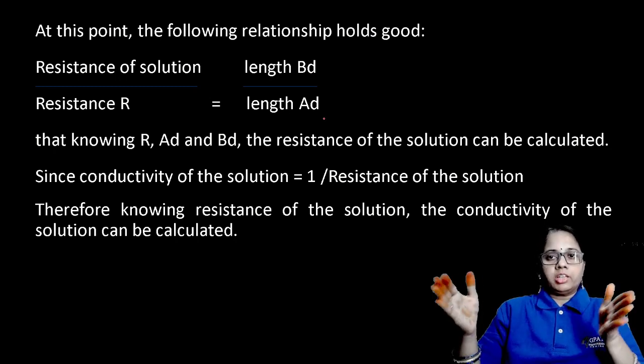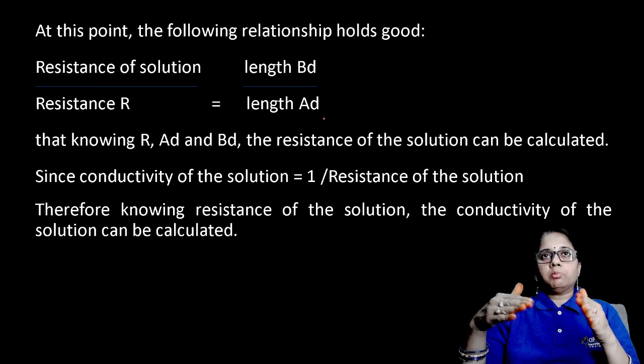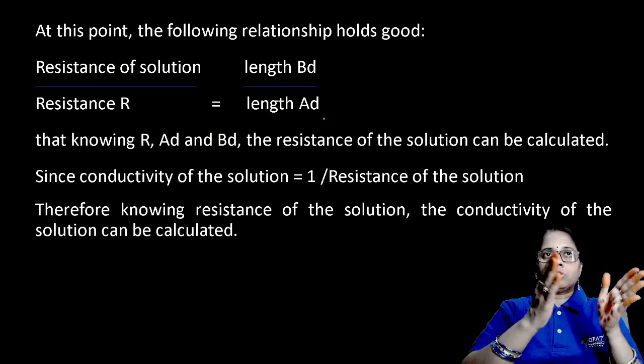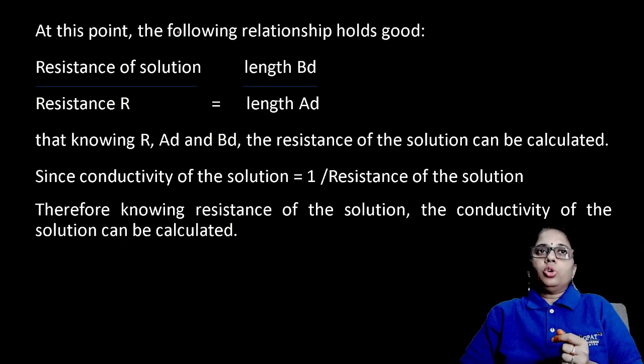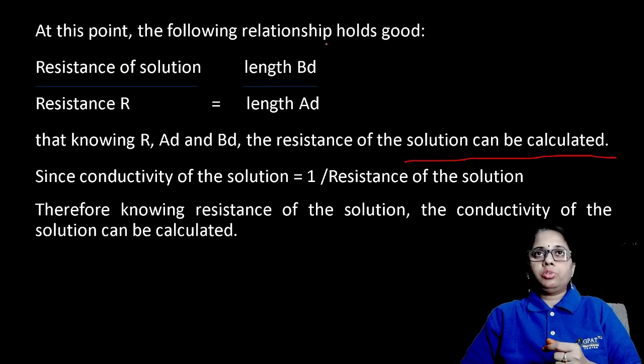Okay, so the AB wire is there, and we have connected to D, so the length is going to be adjusted, so the ratio is going to be proportional, right? So knowing R, AD and BD values, the resistance of the solution can be calculated from this formula. Since the conductivity of the solution is 1 by the resistance of the solution, knowing the resistance, the conductivity of the solution can be calculated.